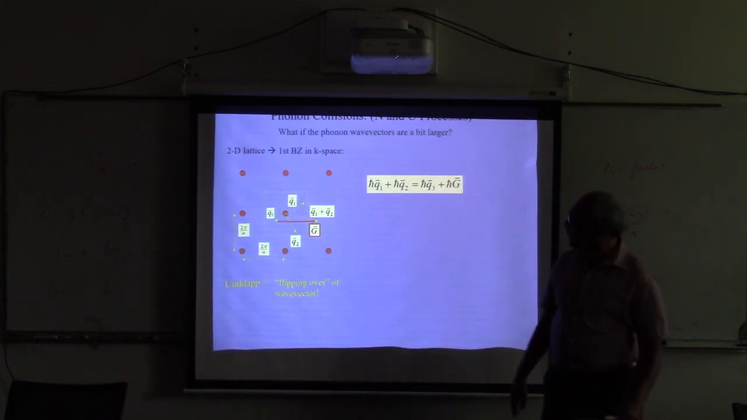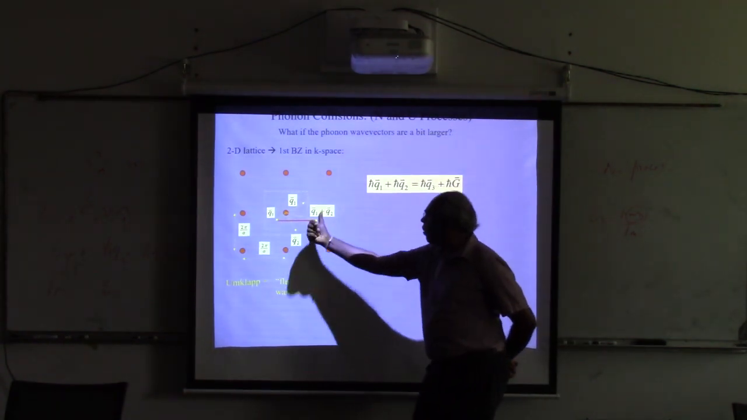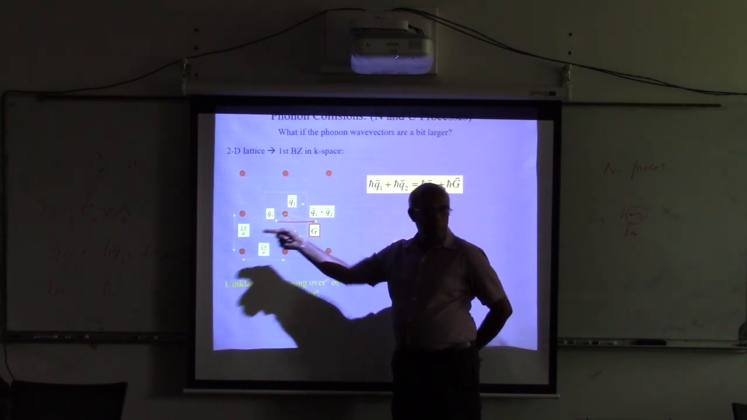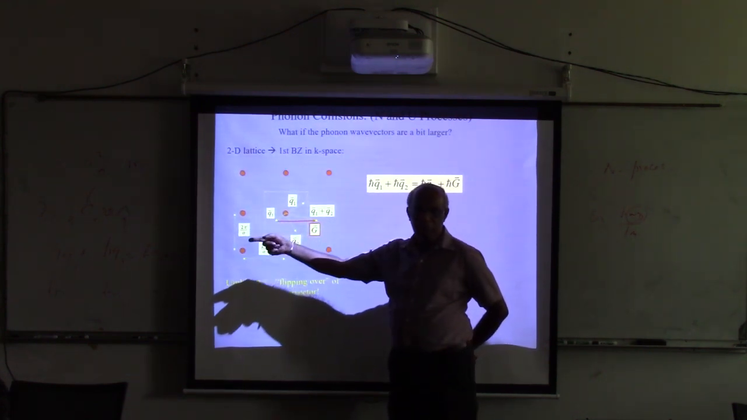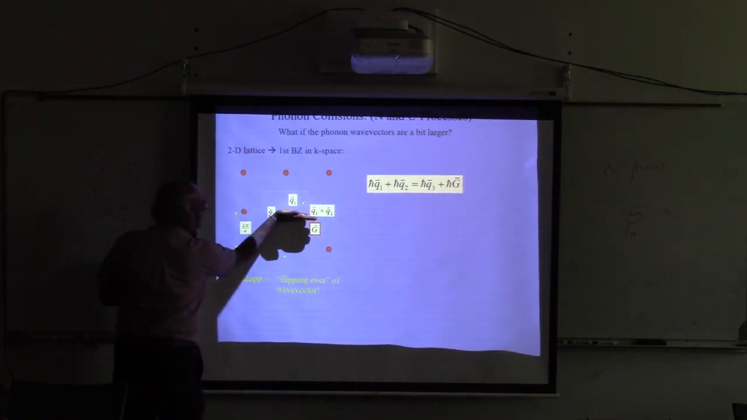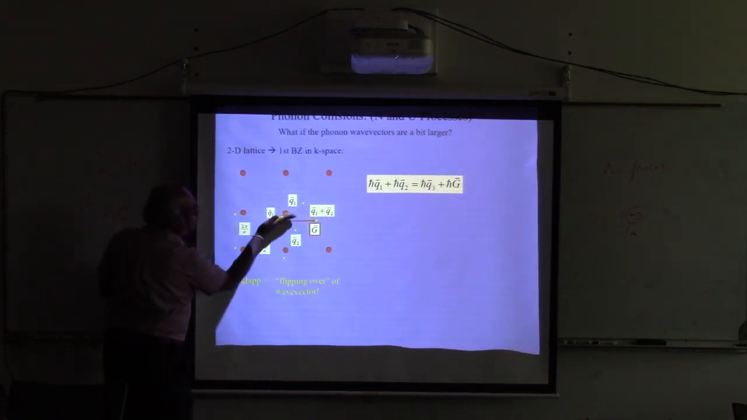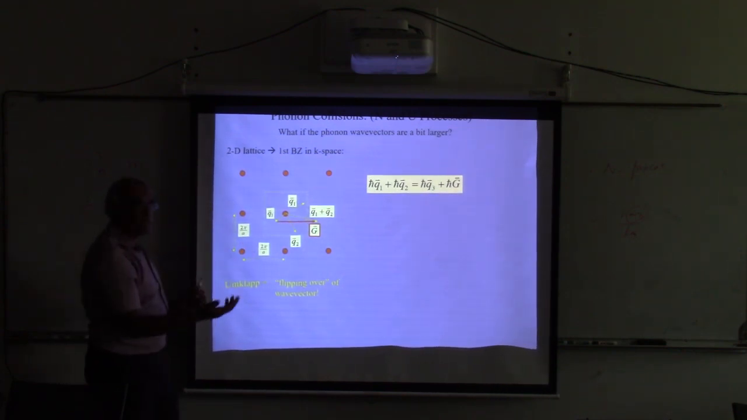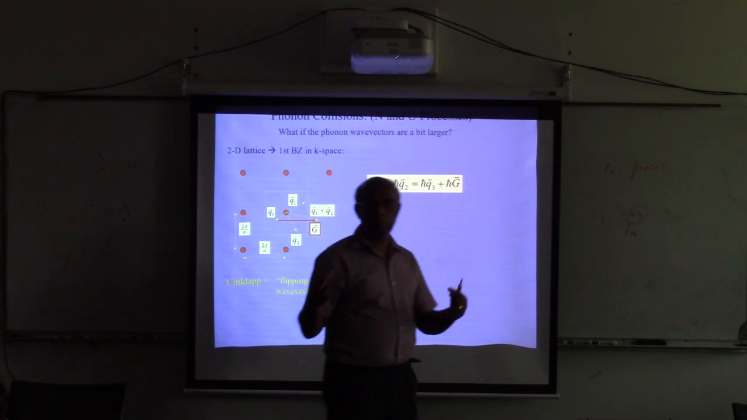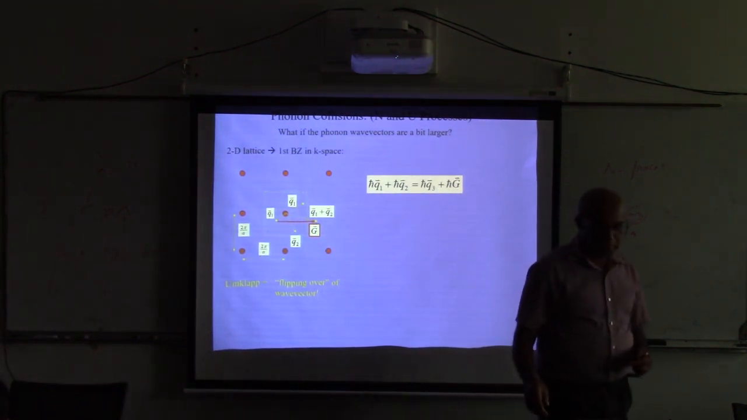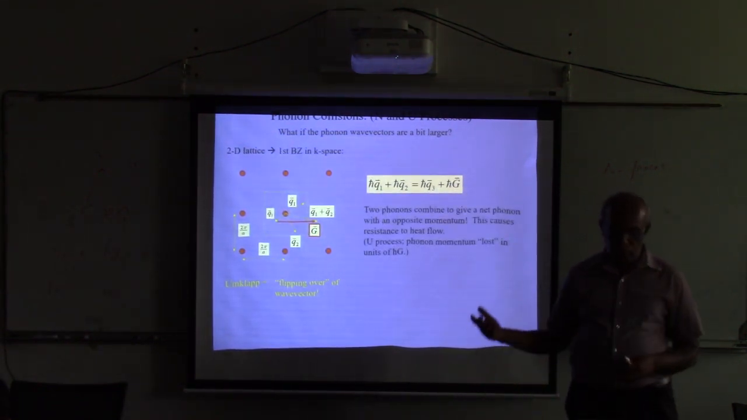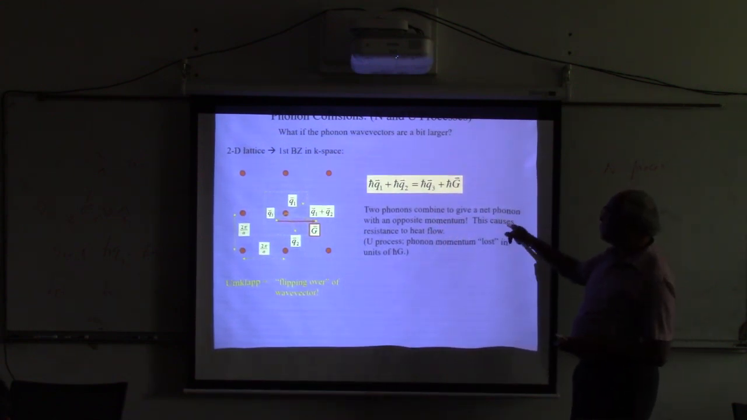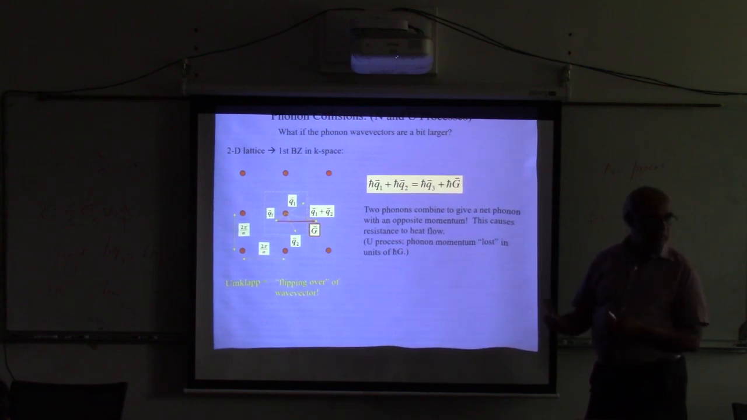Now if you think about Q1, Q2 having the forward momentum direction, how about Q3? Q3 has the opposite direction, right? If you take the x component of Q1 this way, Q2 also this way, what is the x component of Q3? In the opposite direction. That means this has some resistance to the heat flow, right? So that's what we say: two phonons combine to give a net phonon with opposite momentum. So this means that is a resistance for the heat flow.